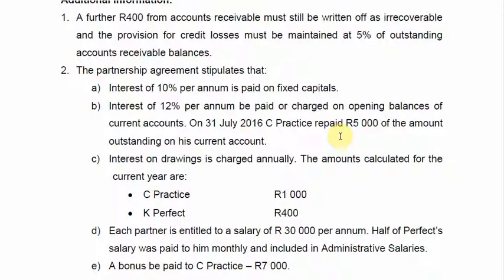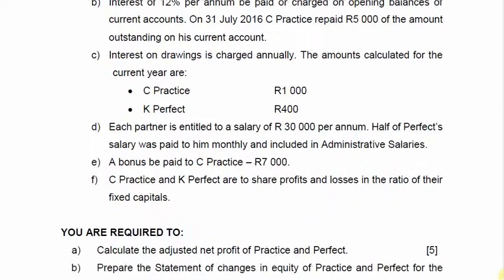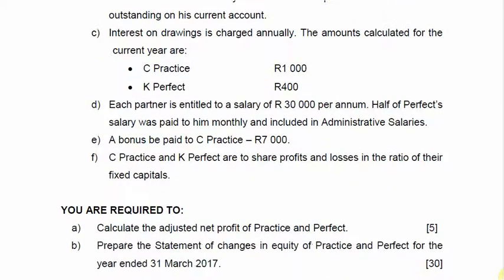Interest on drawings is charged, and they have already calculated the interest on the drawings for you as 1,000 Rand and 400 Rand. Then in number D, they tell you that the partners are entitled to a salary of 30,000 and that Mr. Perfect has already withdrawn half of his salary for the year, which should be 15,000. But now they tell you that it was included as an administrative expense, which is incorrect because we need to apply the principle of entity and say that the partners, who are the owners, their information may not be included in the statement of profit and loss.